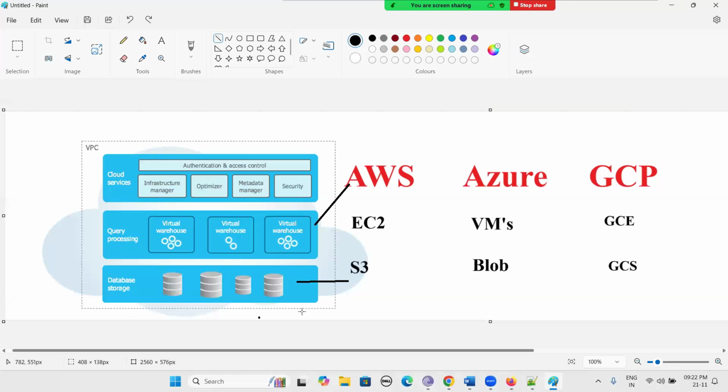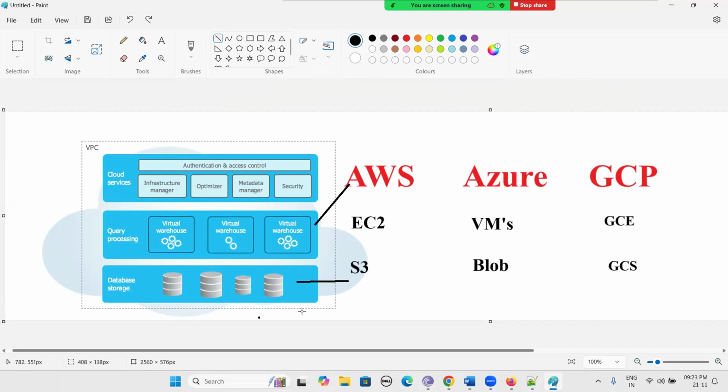It means that at a high level we use Snowflake, and in the backend it uses different clouds for data processing and data storage. You can choose whichever cloud you want. Let's say I want AWS, you want Azure, someone wants GCP. So in the backend we choose different clouds. But whenever we choose AWS, it uses two concepts: for query processing it uses EC2, and for storage it uses S3.